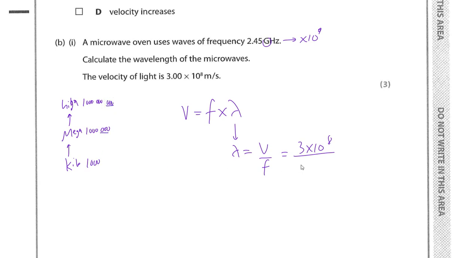So therefore, 2 times 10 to the power 9. Again, use your calculator, and in this particular case you get something like 0.12. Make sure that everything is indeed sorted out.